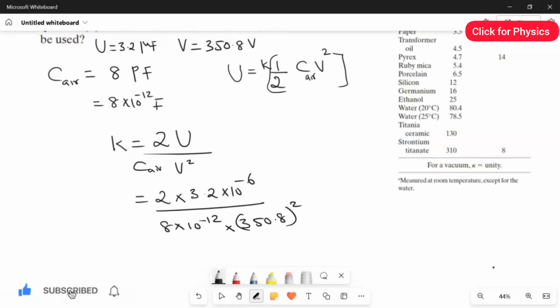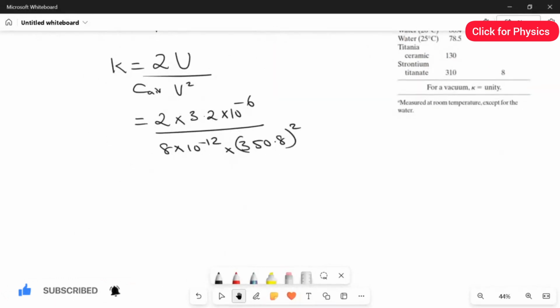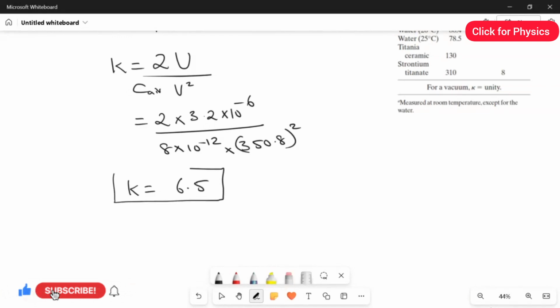So let's see what value of the dielectric constant we are going to get. Now I have to calculate the value of K: 2 multiplied by 3.2 times 10 power minus 6, divided by 8 times 10 power minus 12 multiplied by 350.8, the whole squared. I got the answer as 6.5. So the K value here is 6.5.